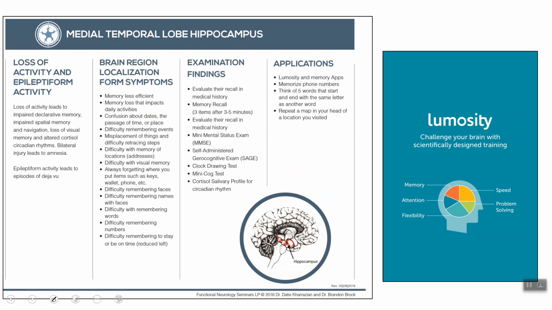So these are some exercises you can do. If you have short-term memory problems, it usually affects what we call your medial temporal lobe, and this is short-term memory, right? So impaired memory, loss of visual memory, altered. Now these are some other things in here. Here we go. Memory less efficient, memory loss that impacts daily activities, have a hard time remembering things.